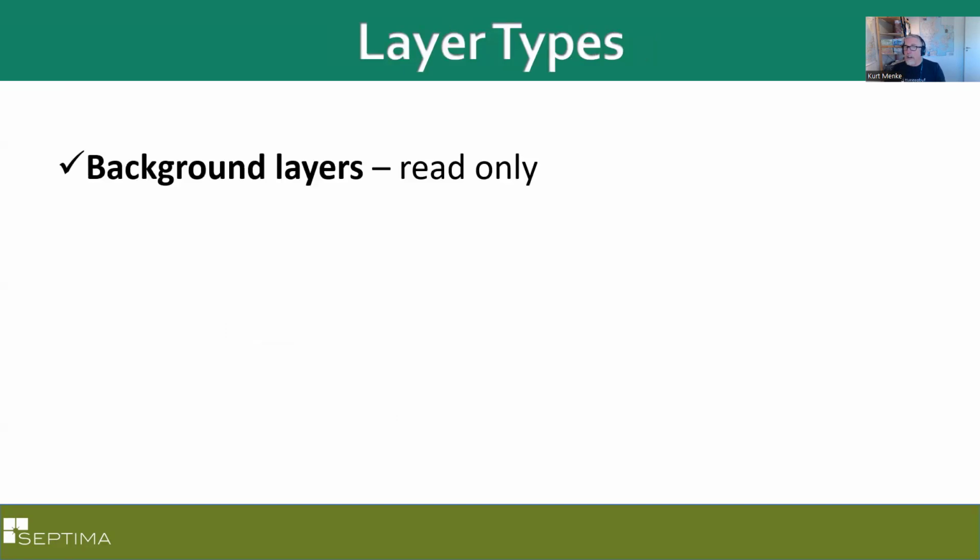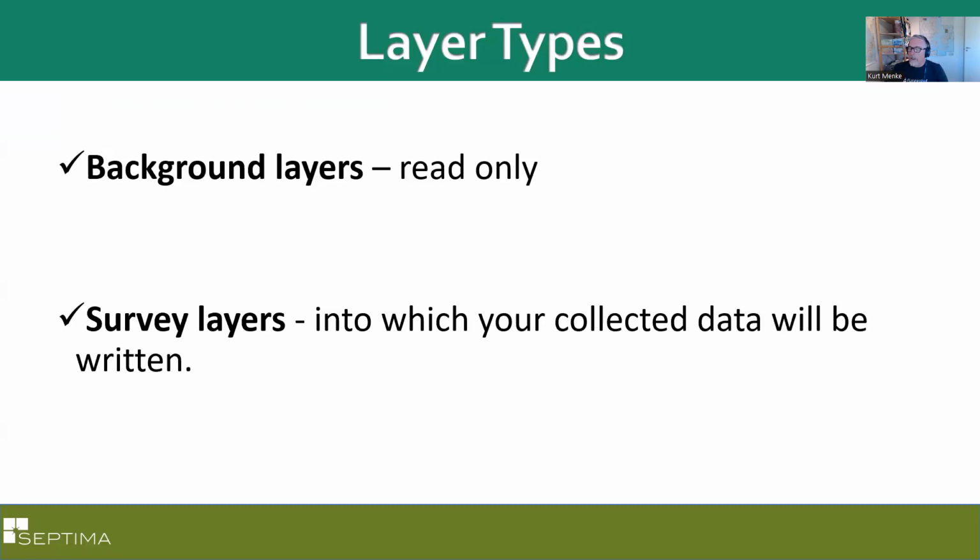So in a QGIS project, your layers are going to be divided into 2 types. The background layers could be things that are read-only, like the background WMS layers, which are read-only anyway. But they could also be other layers that you need for context when you're outside, but layers that you're not going to be collecting data in or editing. Then you have your survey layers, and these are the ones you're going to be editing and putting data into.